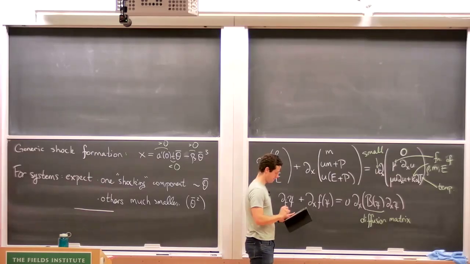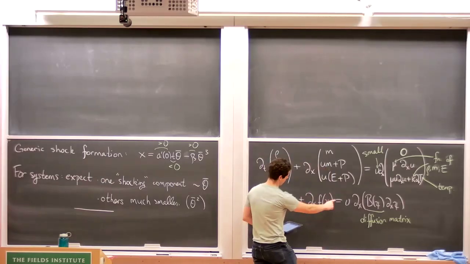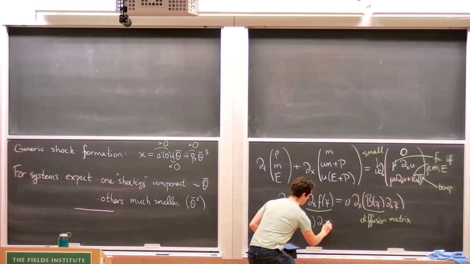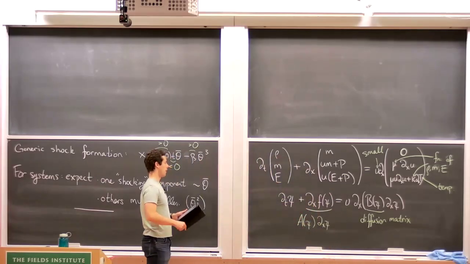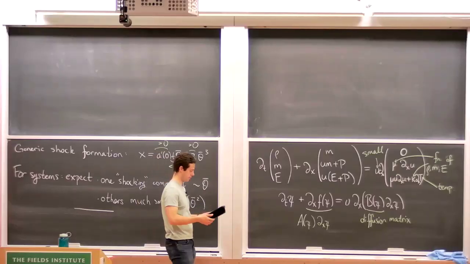Let's see. And as with last time, I will also often rewrite this first order term as some matrix A, the advection matrix, times the spatial derivative of psi, which just comes from taking the derivative of this vector valued function f. So you get a matrix there, the total derivative there.